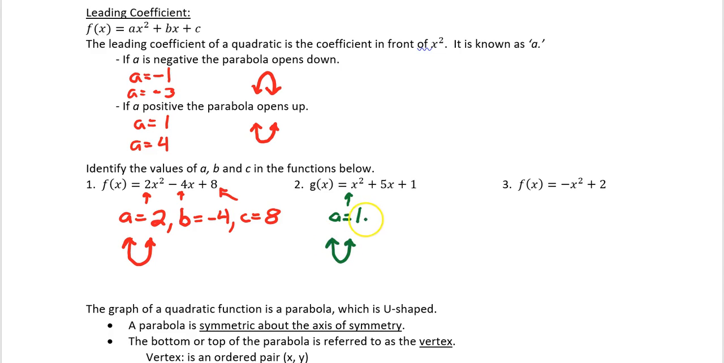All right. Now our b value is the value found in front of x, so it's 5. And our c value is the constant at the end, which is 1.